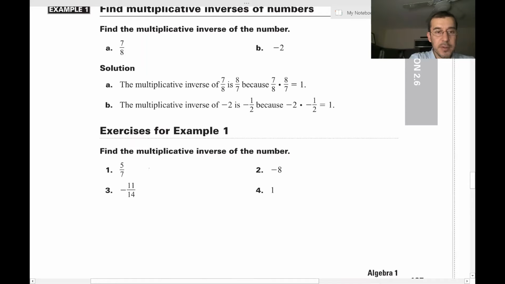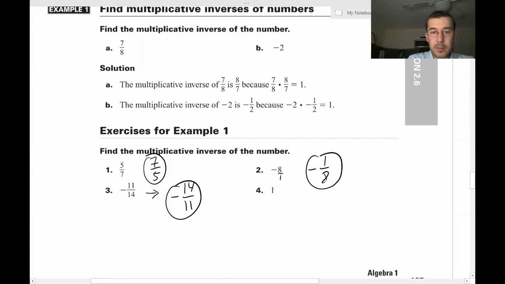For number 1, 5 over 7, it would be 7 over 5. The multiplicative inverse of 5 over 7 is 7 over 5. Number 2, minus 8, that's the same as minus 8 over 1, and its multiplicative inverse would be minus 1 over 8. For number 3, we have minus 11 over 14. So the multiplicative inverse would be minus 14 over 11.